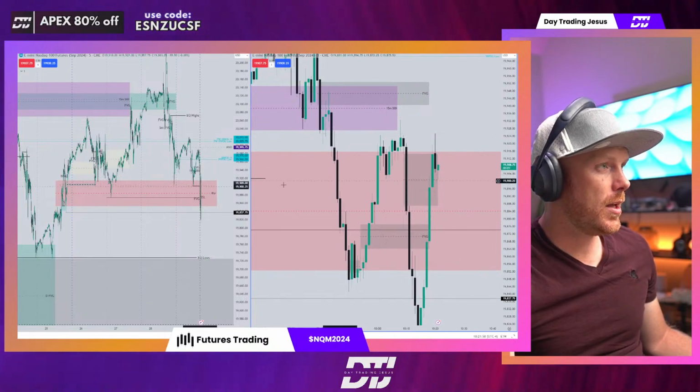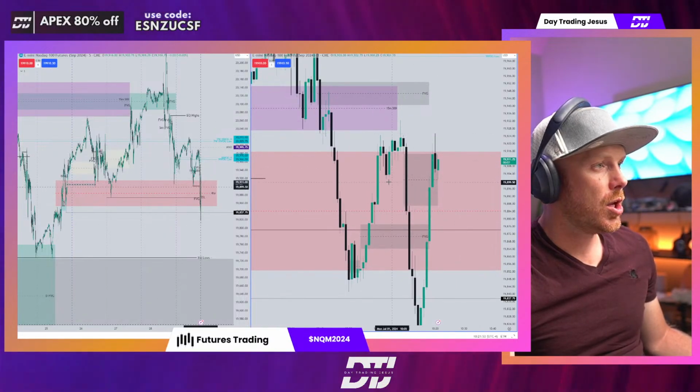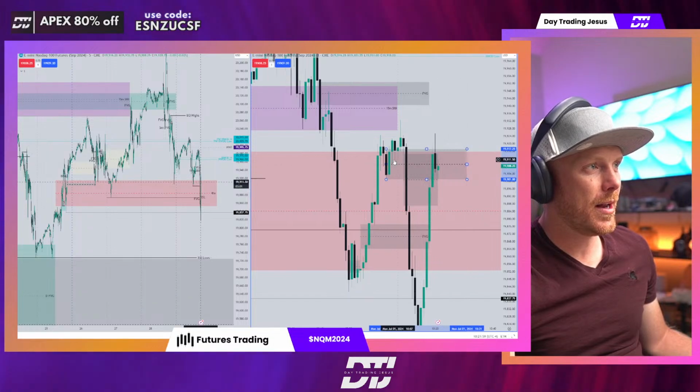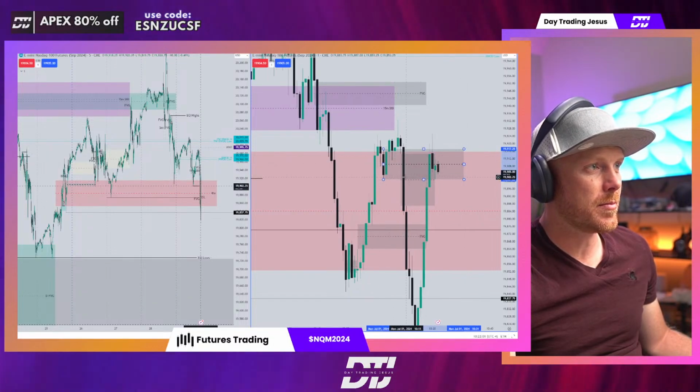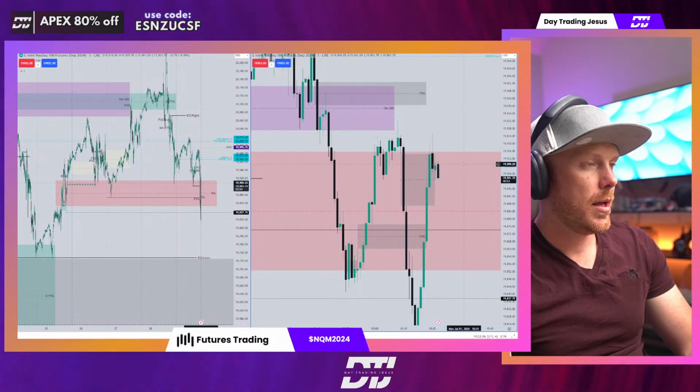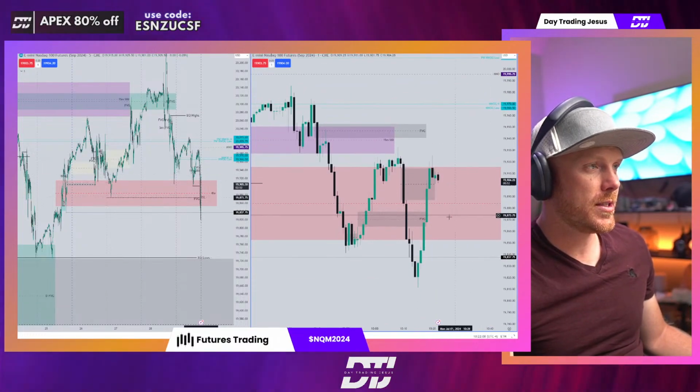So technically, price is respecting this breaker so far. Price has closed within this breaker. So I'm keeping an eye on this, even though I don't like it nearly as much. This price has respected this breaker, and I want to see what happens with price.